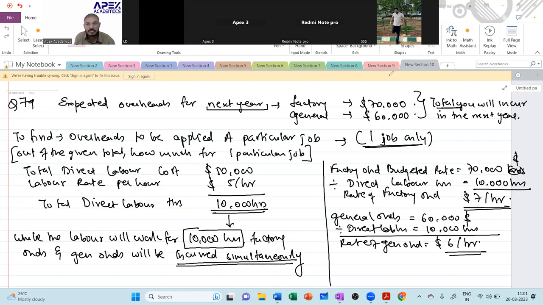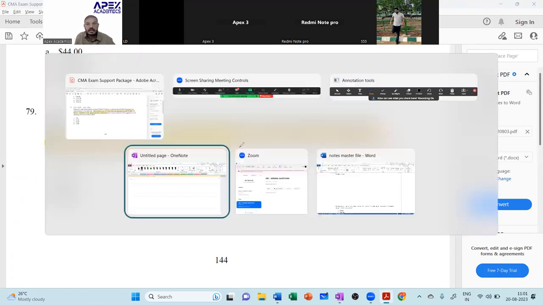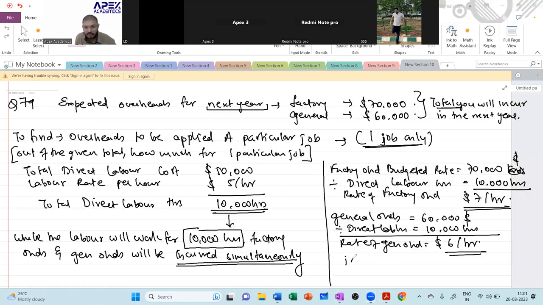Now they are asking you a basic question: for a job which has 20 direct labor hours, what overhead are they asking? If factory overhead is applied per direct labor hour, how much overhead will be applied to a job with 20 direct labor hours? Now you have a job which has 20 direct labor hours. So what is the factory overhead that will be allocated here?